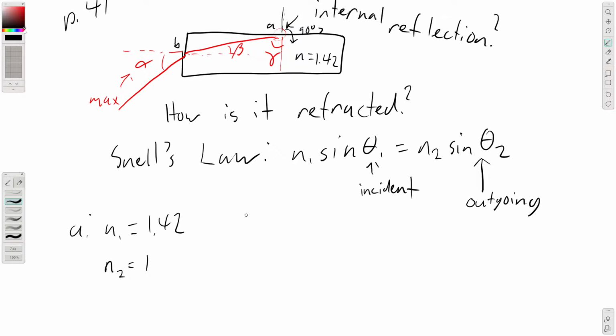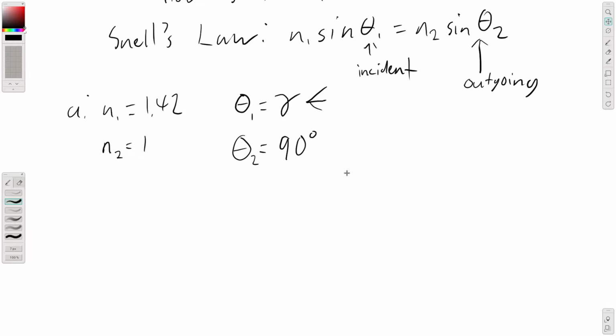So our inside angle, theta 1, is going to be gamma, as we've labeled it. Our outside angle is going to be, based on our statement of total internal reflection, 90 degrees. This is the point at which we can no longer get any sort of actual refraction. It's just skimming along the surface. So we say, all right, I know everything numerically except for gamma. So I can use this to solve for gamma.